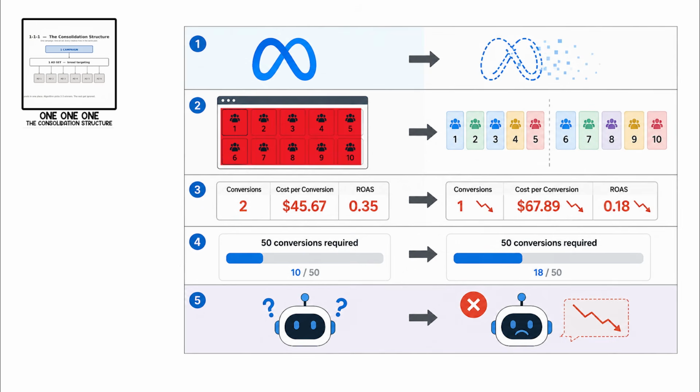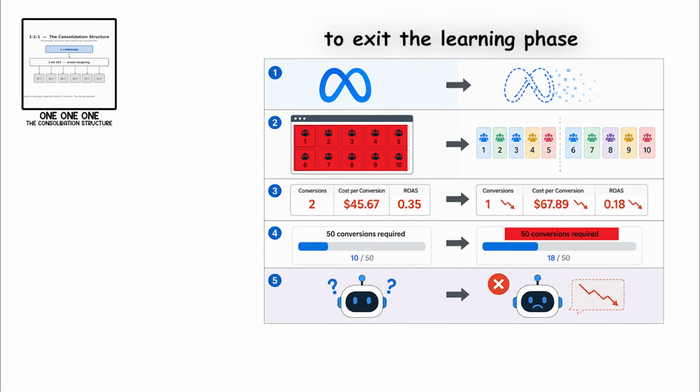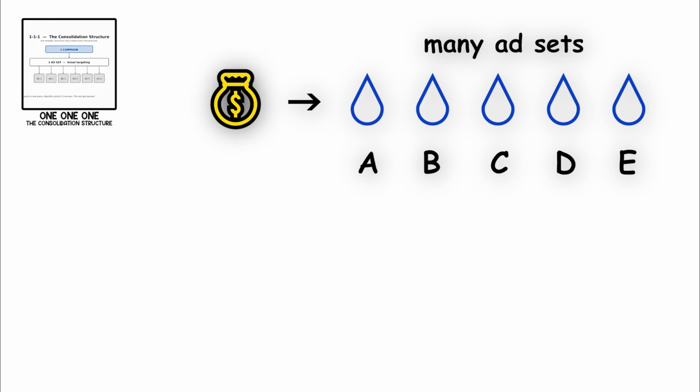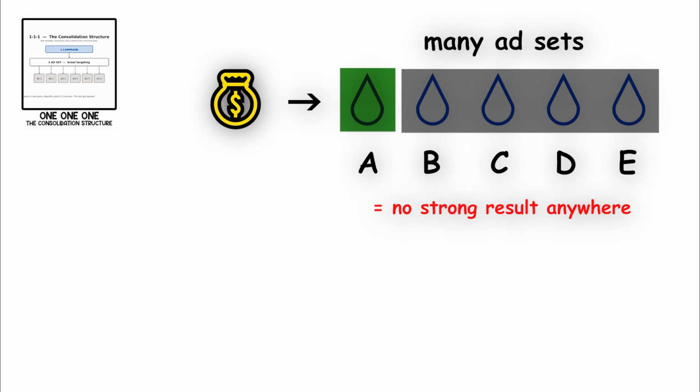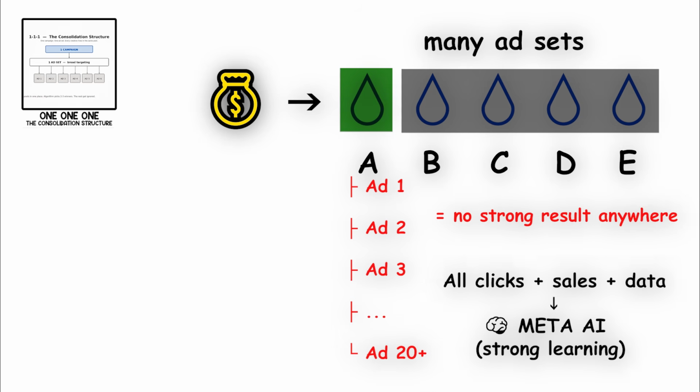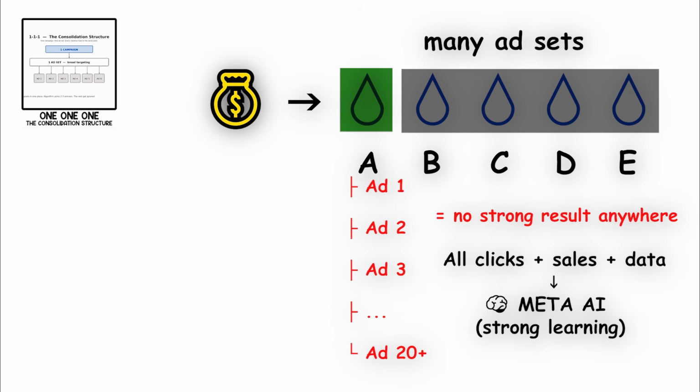Each ad set needs roughly 50 conversions a week to exit the learning phase. Fragment your spend across too many ad sets and none of them ever get there. So the smart move became collapsing everything down. One broad ad set, 20+ ads inside, all the signal pooling in one place. And for a while, this was the structure. But 1-1-1 has a ceiling.